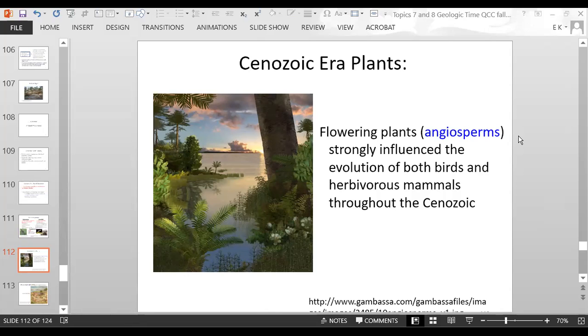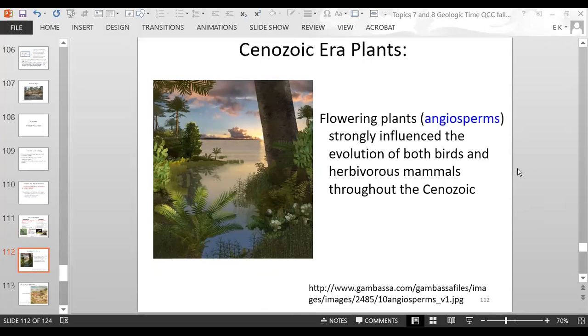Flowering plants continue to evolve, and that strongly influenced the evolution of birds and herbivorous mammals. Also insects. So you had pollinators that were involved with the flowering plants.